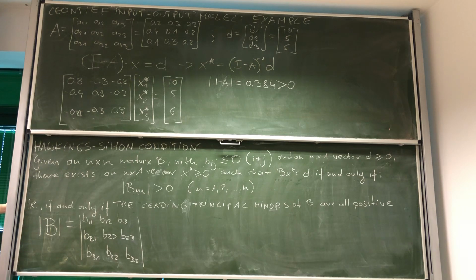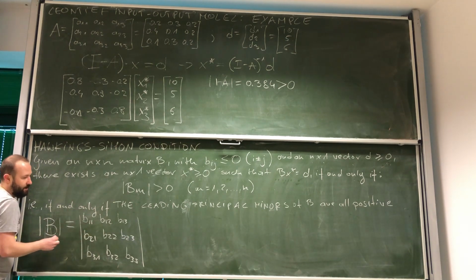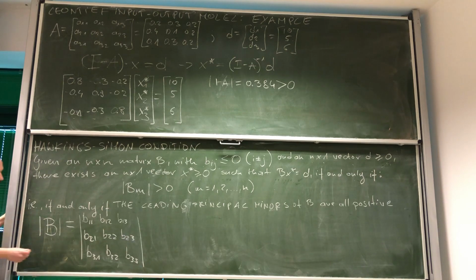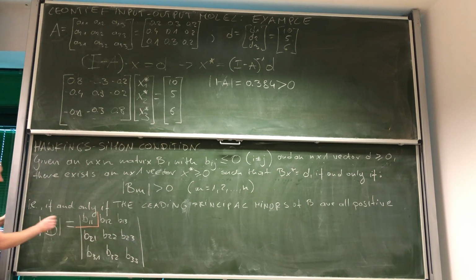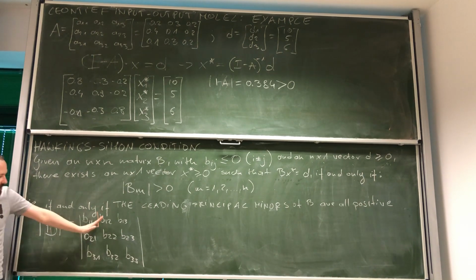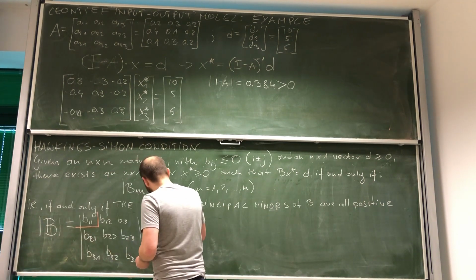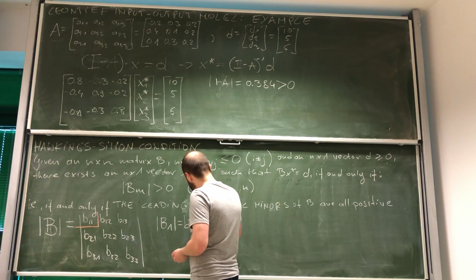Okay, now, what are the first principal minors? The first principal minor you get by taking the first square out of any determinant, with different sizes. So first we will have a square like this, which takes up the first element. So the first principal minor, which we will call B1, in our case is simply equal to B11.